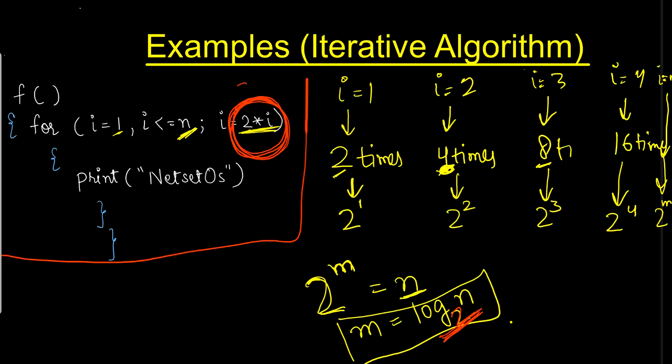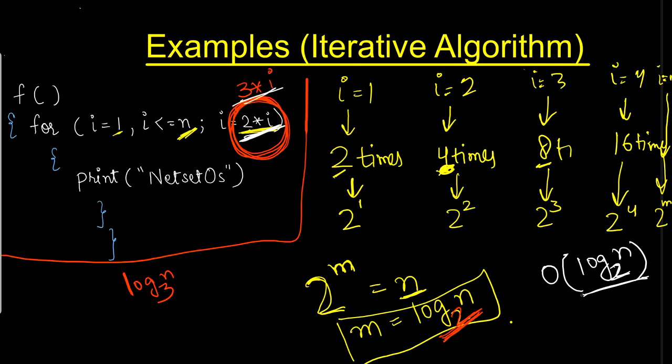Let's say if I have 3 into I, the loop will run for 3 times. Then in that case, we will have log n to the base 3. So if I calculate time complexity, this time it will be log n to the base 2. As I is incrementing by 2 times, the time complexity will be log n base 2. If it is incrementing by 3 times, it will be log n base 3. Let's make it more complex.